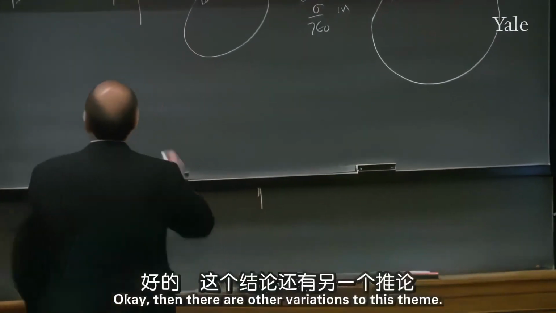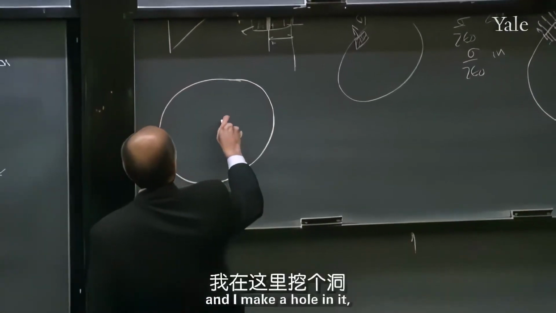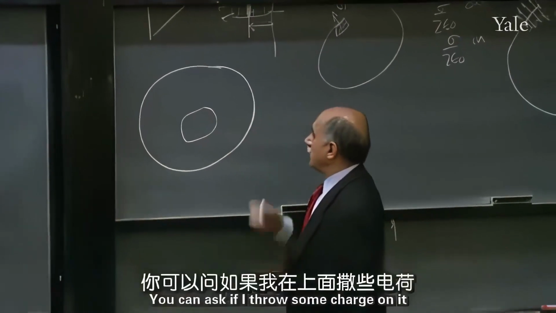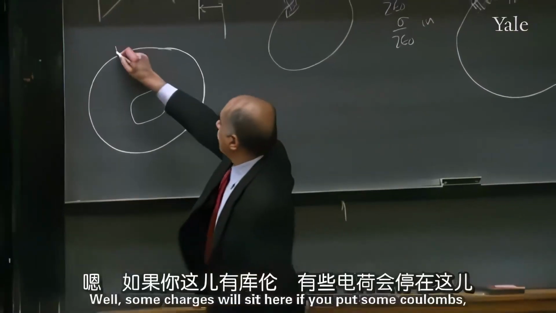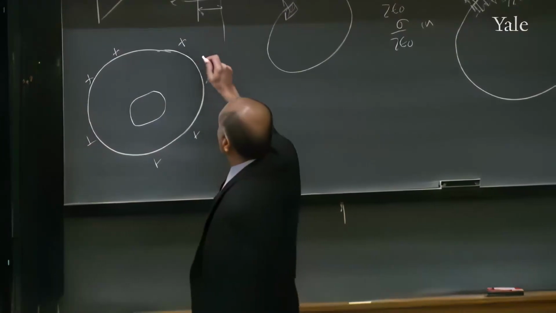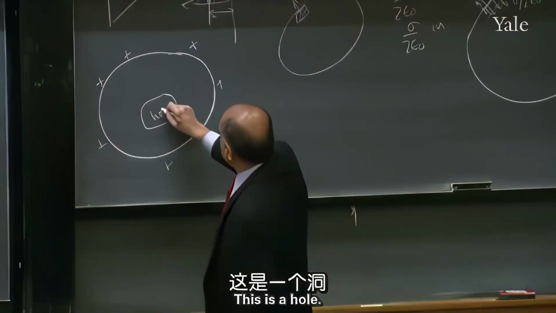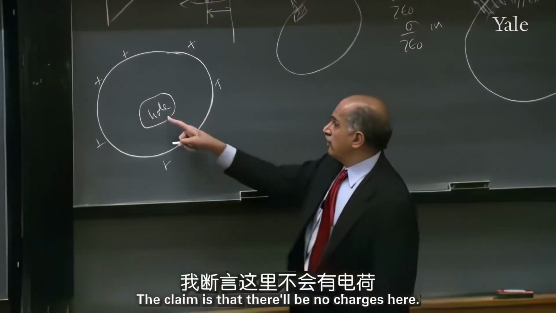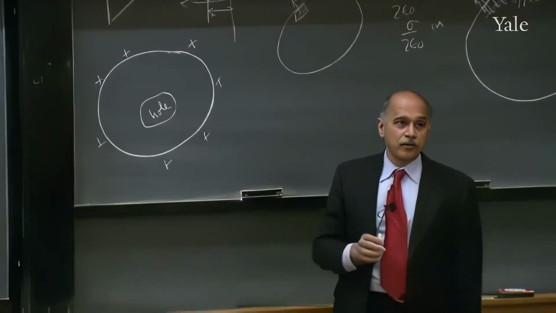Okay, then there are other variations to this theme. So here's a conductor, and I make a hole in it, and I put some charge. You can ask, if I throw some charge on it, where will it sit? Well, some charges will sit here if you put some coulombs. But what will happen on the inner wall? This is a hole. The claim is that there will be no charges here. They'll all be outside, even though you got a hole in the middle.